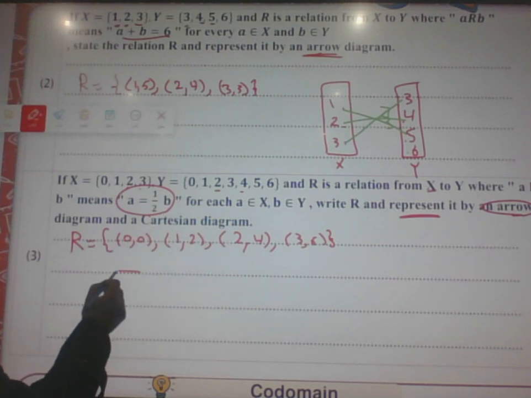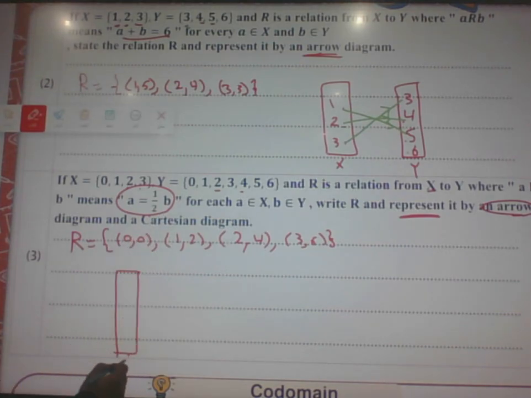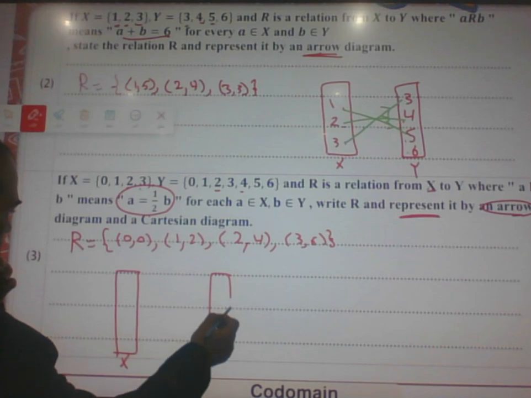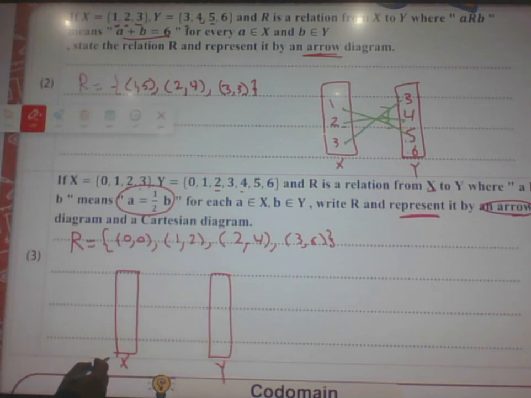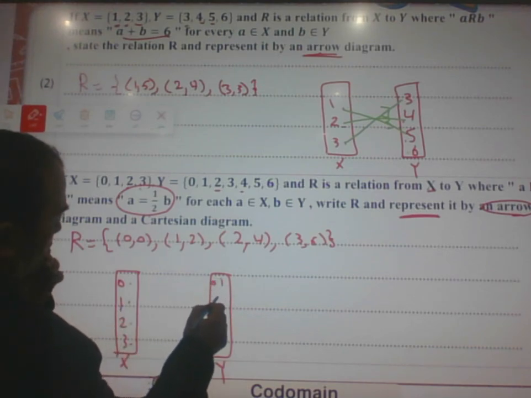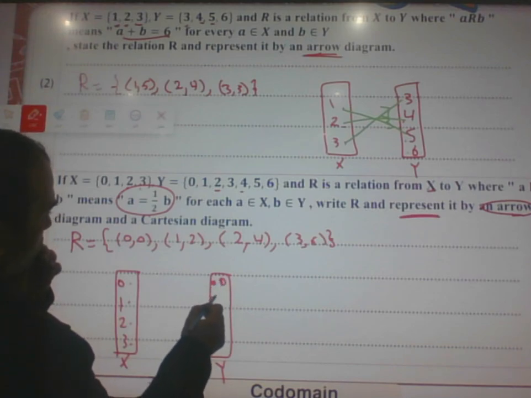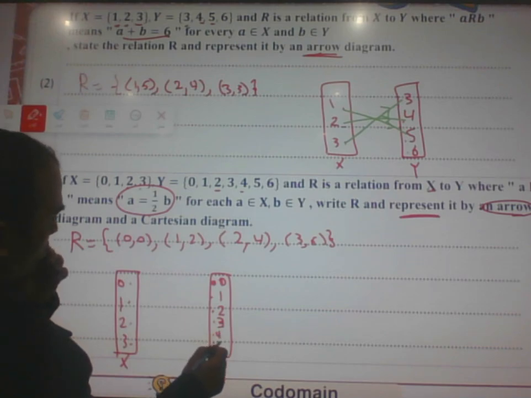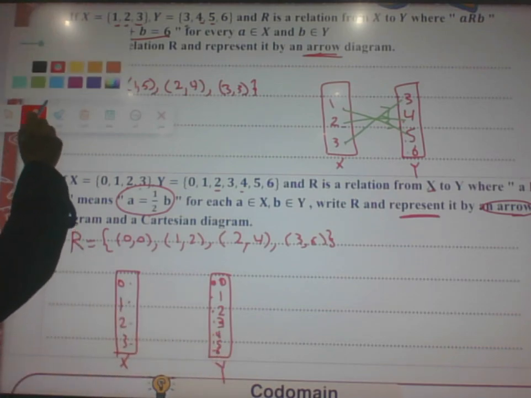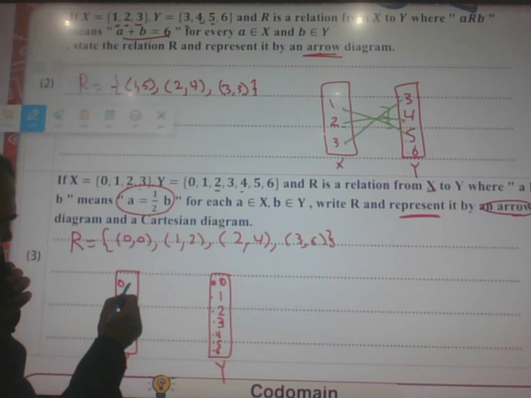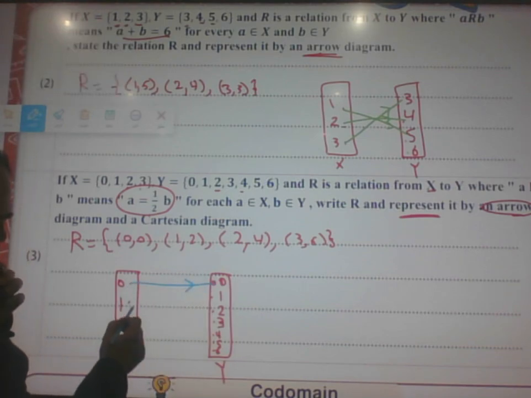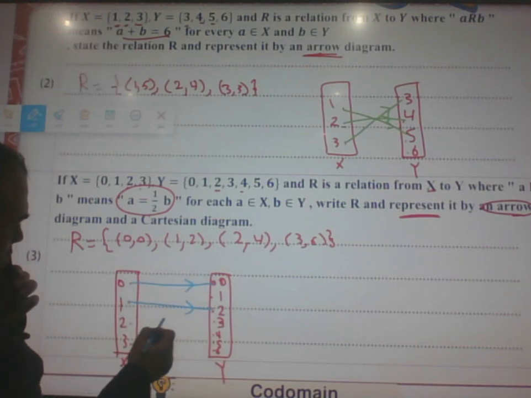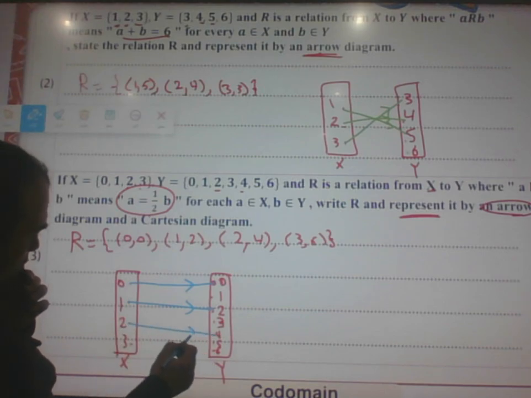Arrow diagram like this, we can draw the vertical like this, X and second Y. Write all elements in X here, 0, 1, 2, 3, and here in Y, 0, 1, 2, 3, 4, 5, and 6. You can draw now from 0 to 0. The image of 0 is 0, and the image of 1 is 2, half of 2, and 2 is half of 4, and 3 is half of 6.